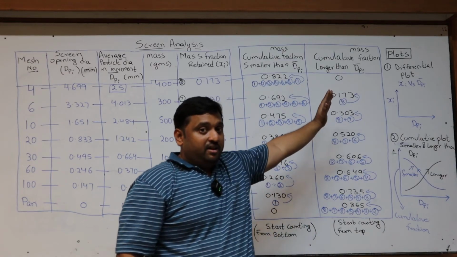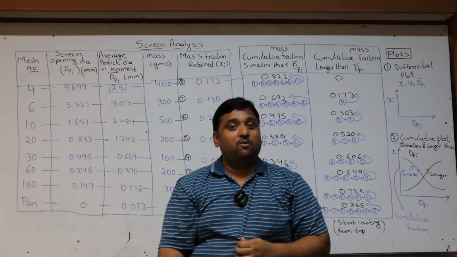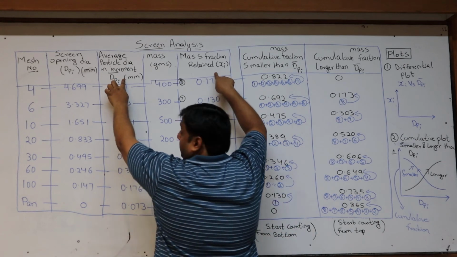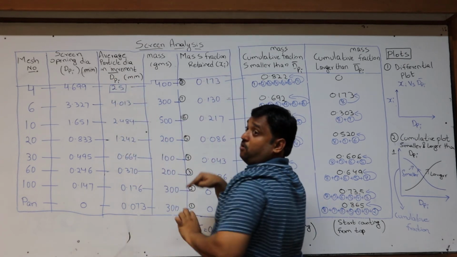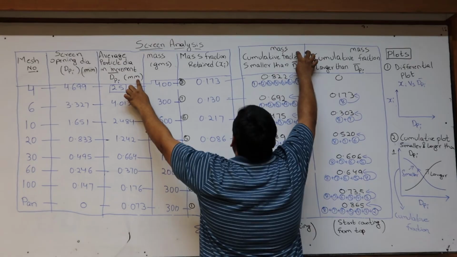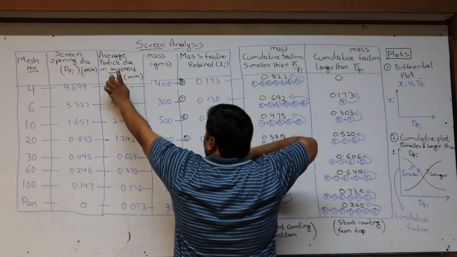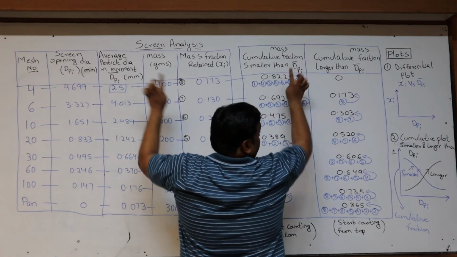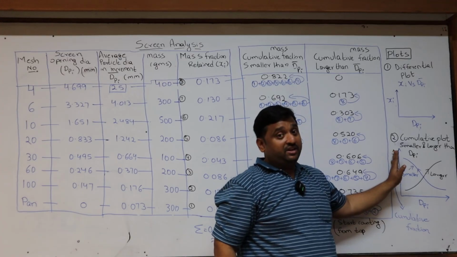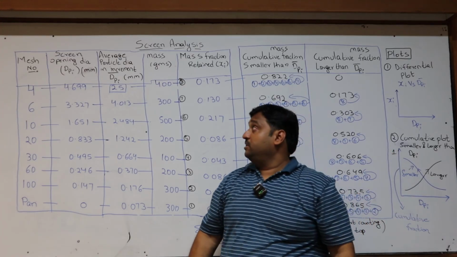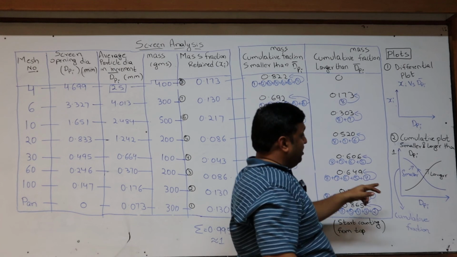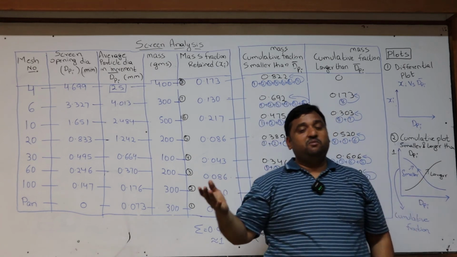Once you are done with the table, you have to plot two things: a differential plot and a cumulative plot. What is a differential plot? If you plot dpi bar and xi, this is a differential plot. For smaller than dpi, you get the blue curve. On the y-axis you have the fractions, and on the x-axis you take the diameters. If you plot dpi bar against larger than dpi, you get this black line, which is the larger-than-dpi curve.